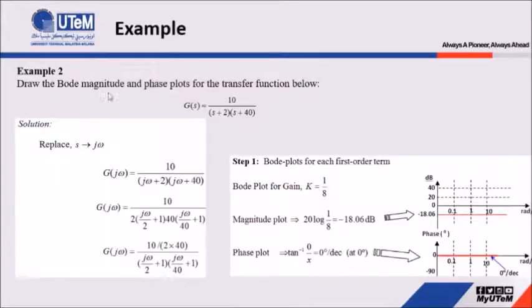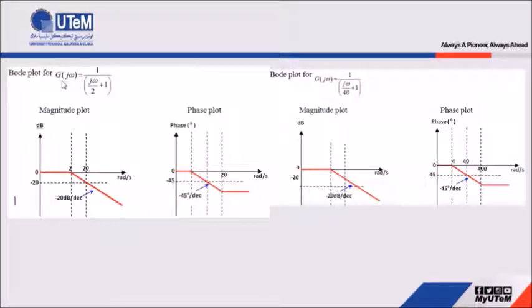For the next component, we can simplify it like this: 1 over j omega divided by 2 plus 1. From this, we know that the lower cutoff frequency is at 2 when omega is equal to 0. So from this information, we can draw the magnitude plot like this. We start from 0 dB, and then at this 2 radian per second, this plot will decrease because this component is at the denominator. So this one will decrease negative 20 dB per decade.